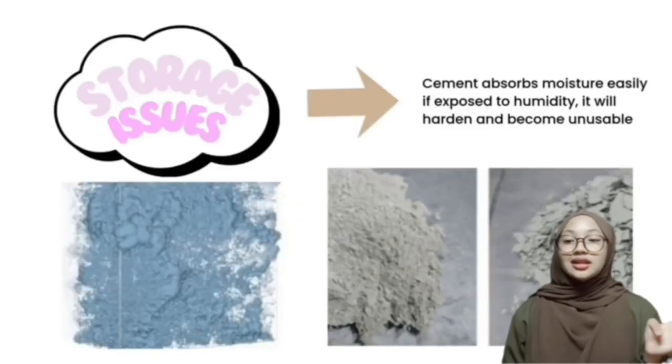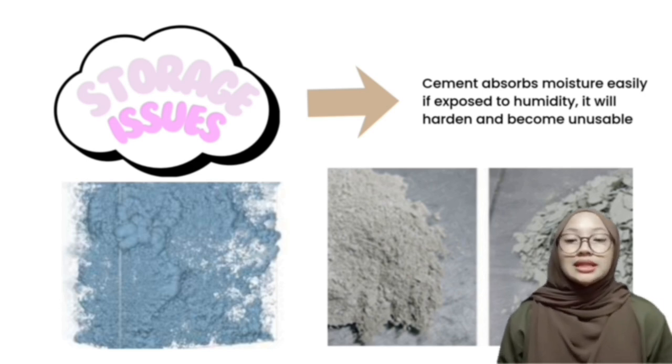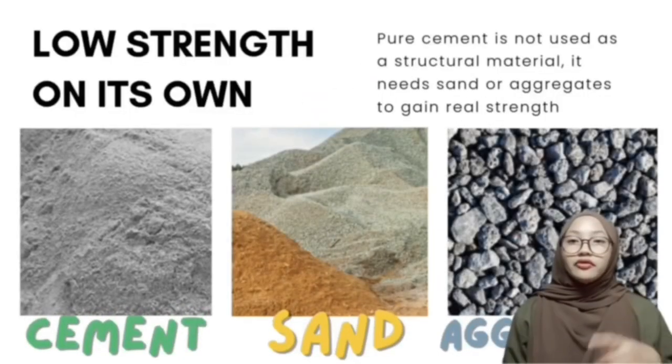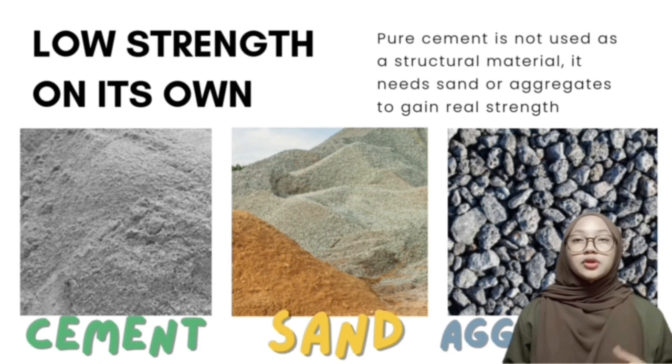The next one is storage issues. Cement absorbs moisture easily. If exposed to humidity, it will harden and become unusable. And the last one is low strength on its own, which means pure cement is not used as a structural material. It needs sand or aggregate to gain real strength.